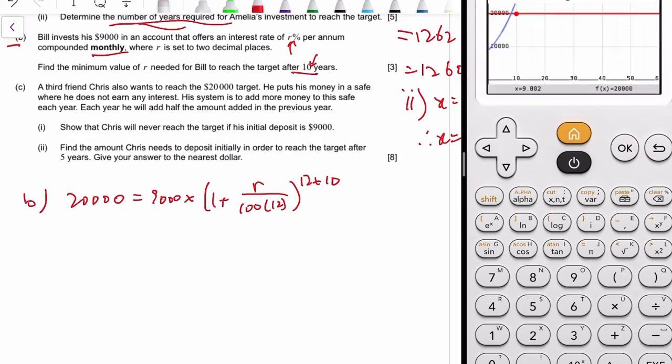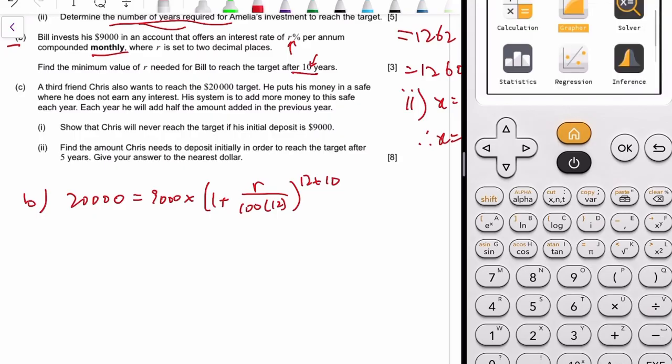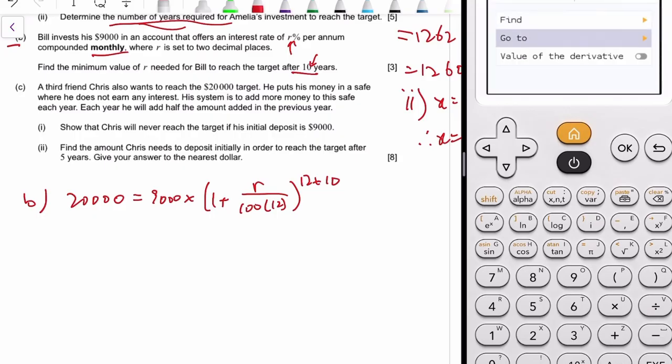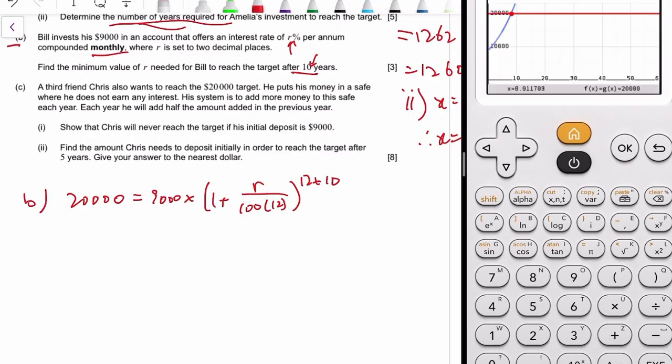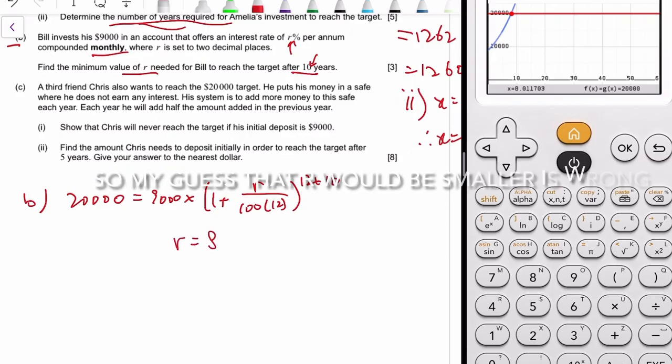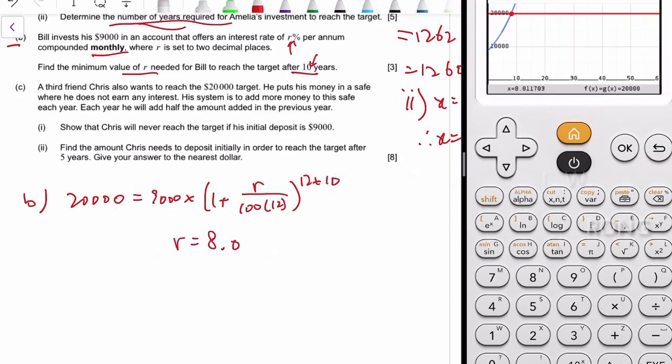So we plot it. There's the intersection: 8.0117. Oh, that's the r, right? Interest rate is okay to be a decimal. So r is 8.01. So the minimum value of r is 8.01 to 3 significant figures.